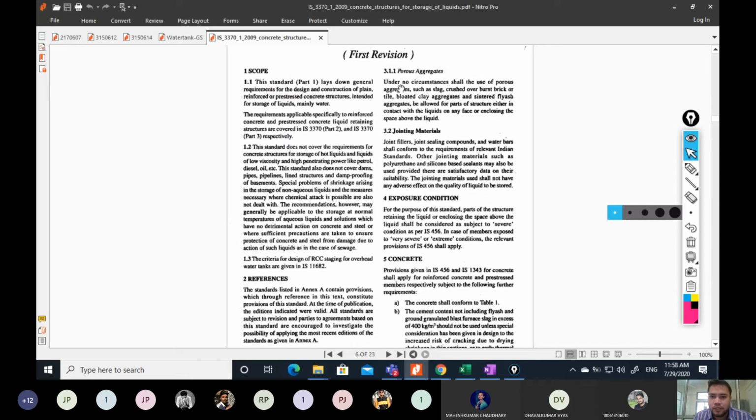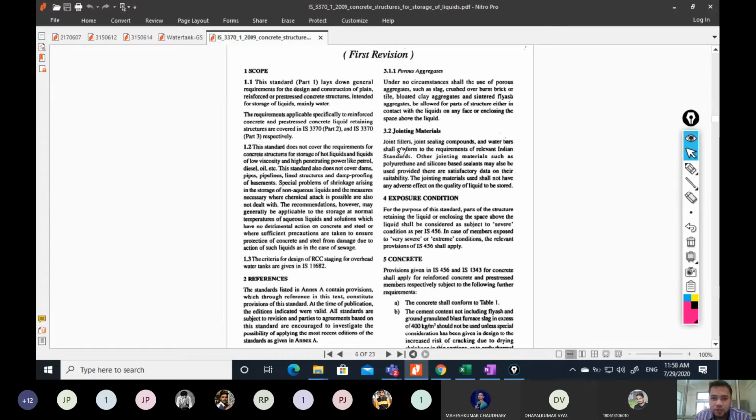Then porous aggregate: under no circumstances is the use of porous aggregate such as slag, crushed overburnt bricks, bloated clay aggregates, or sintered fly ash aggregates allowed. So sintered fly ash aggregates cannot be used here. Any porous aggregates which absorb liquid are not allowed as a material in these liquid retaining structures.